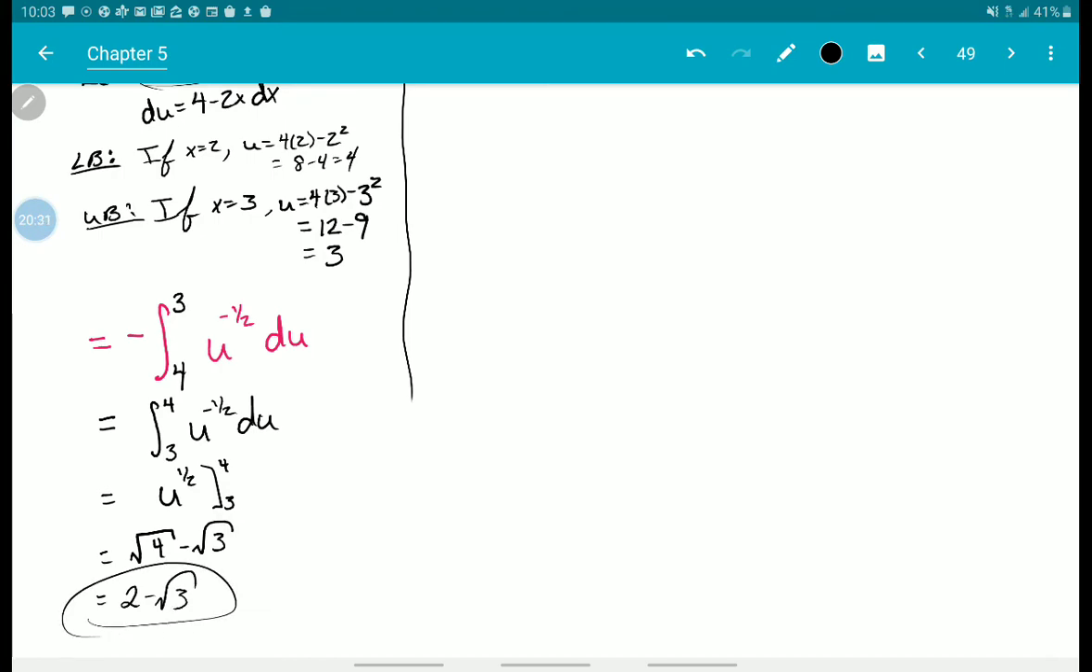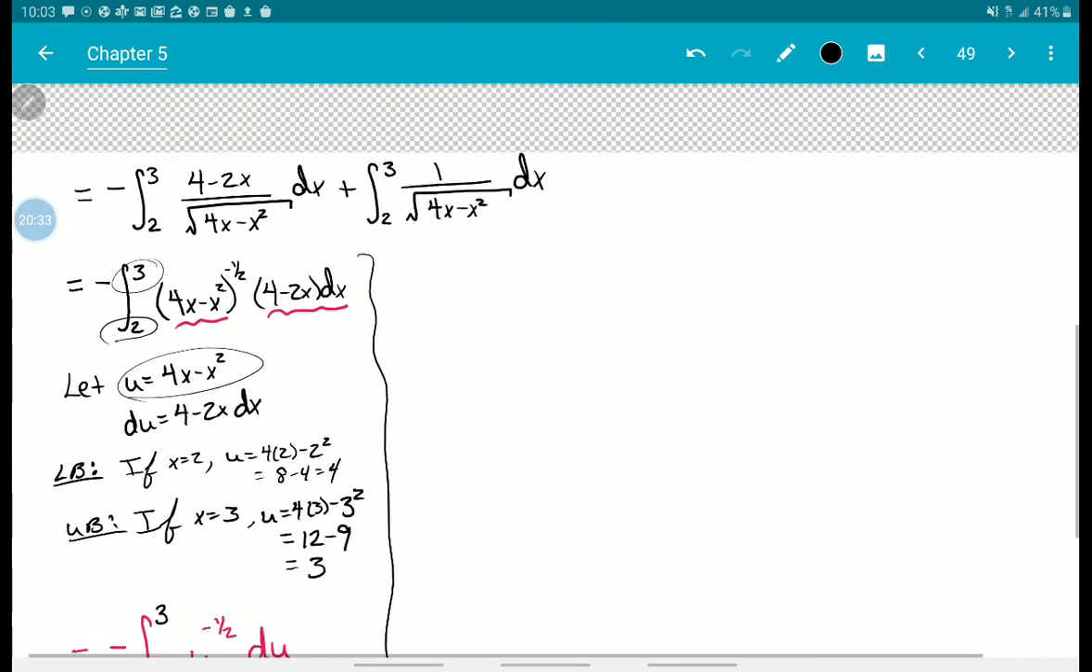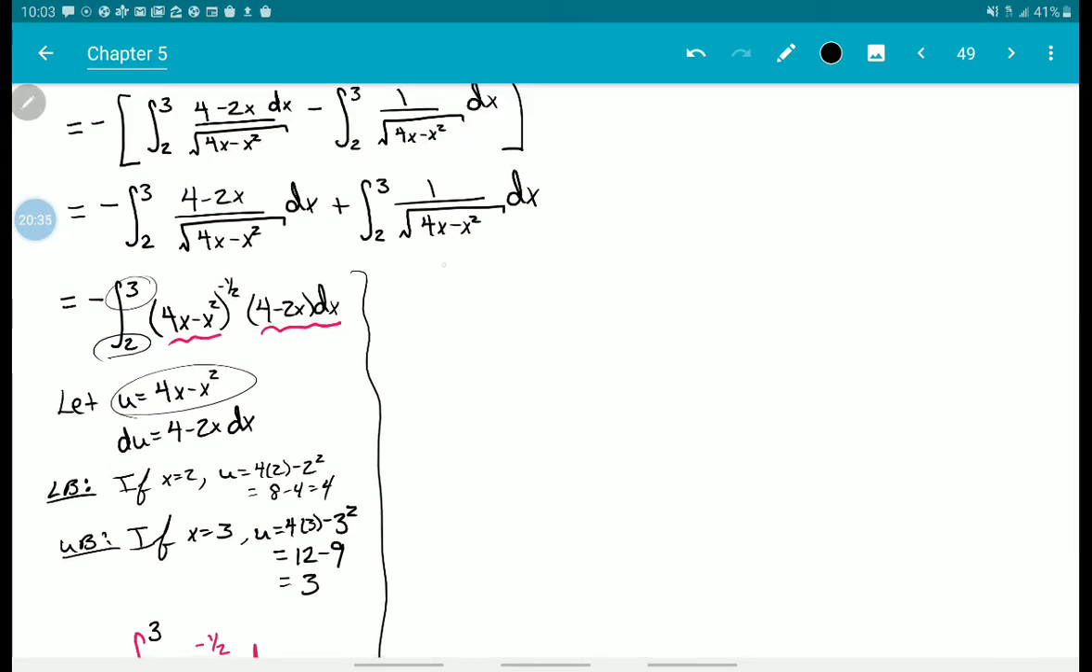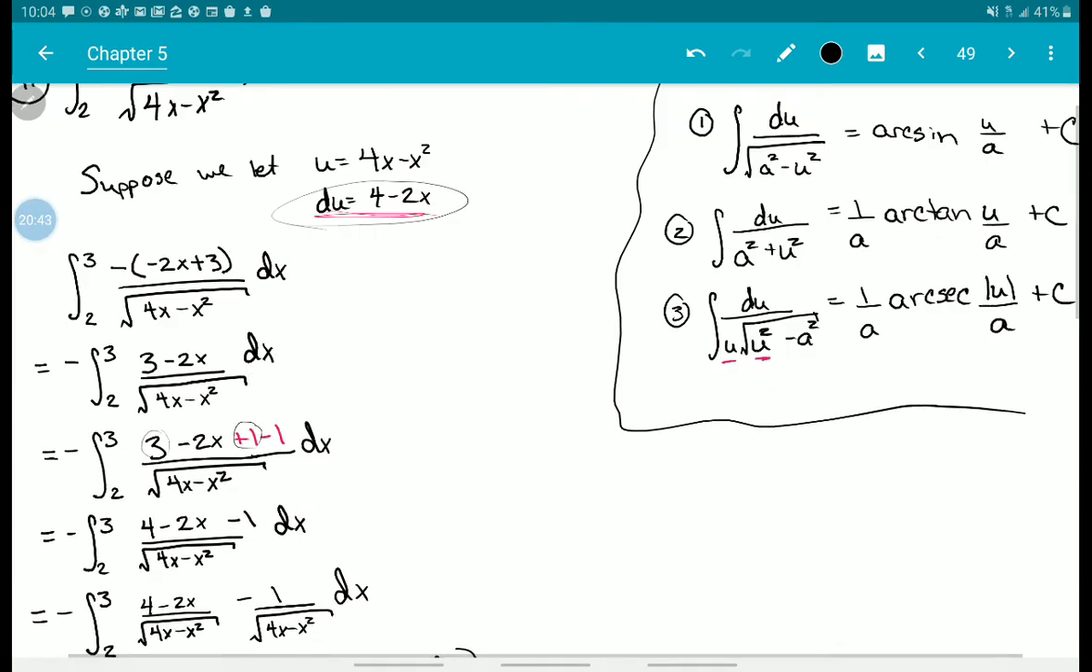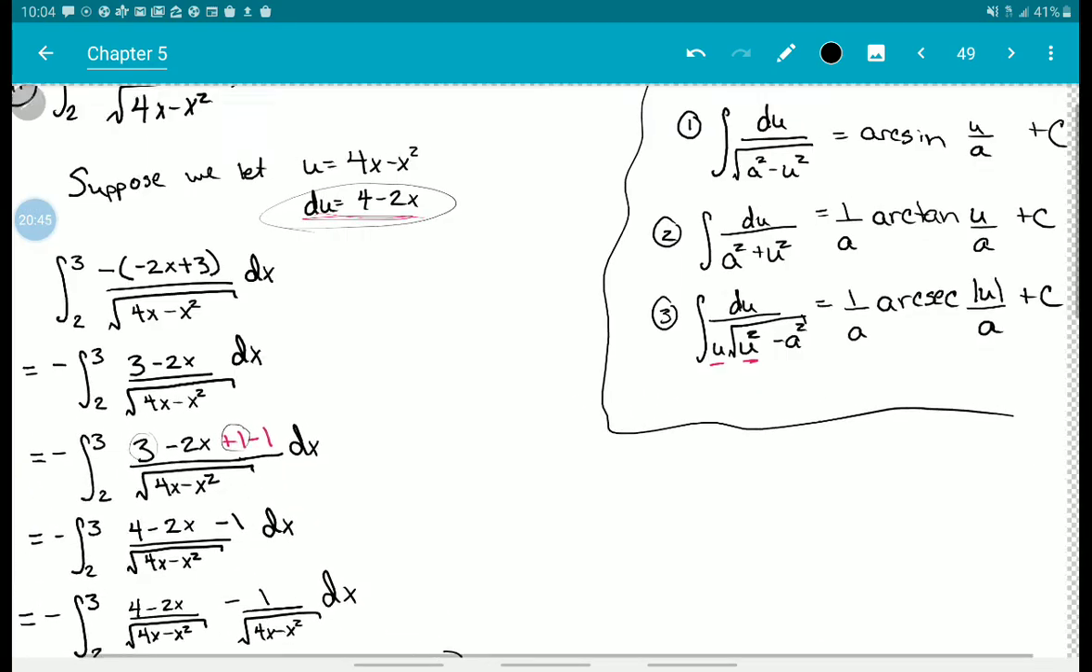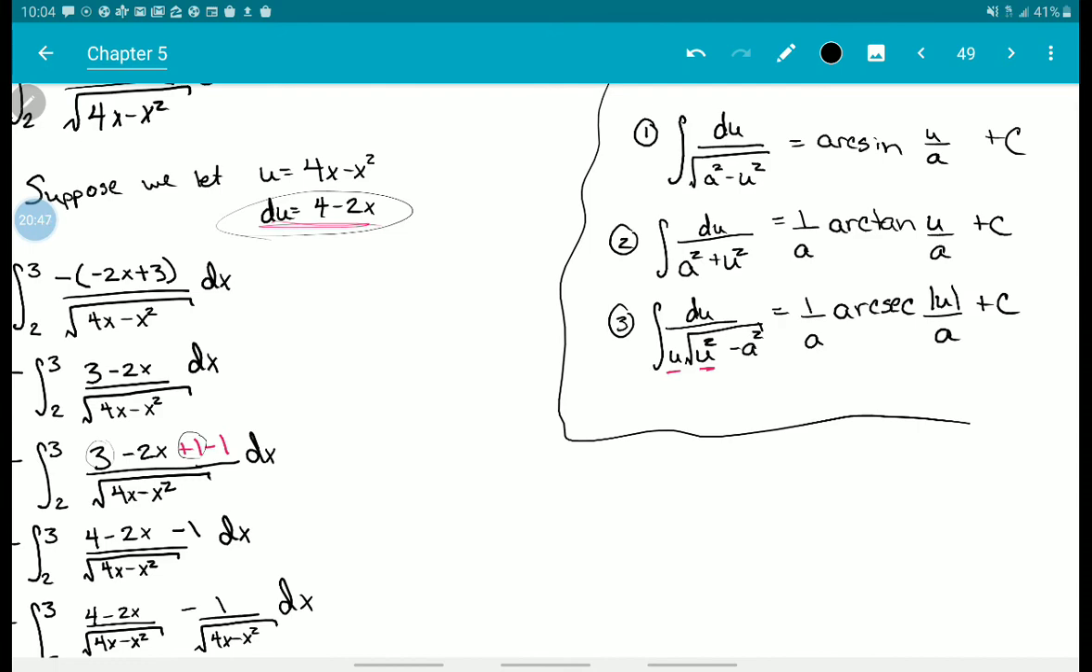Now let's do the other half. We've got to deal with this guy. That's going to require completing the square. We want to try to tweak this so that we can get that arcsine formula up here. So I'm going to recopy that formula to move it down.